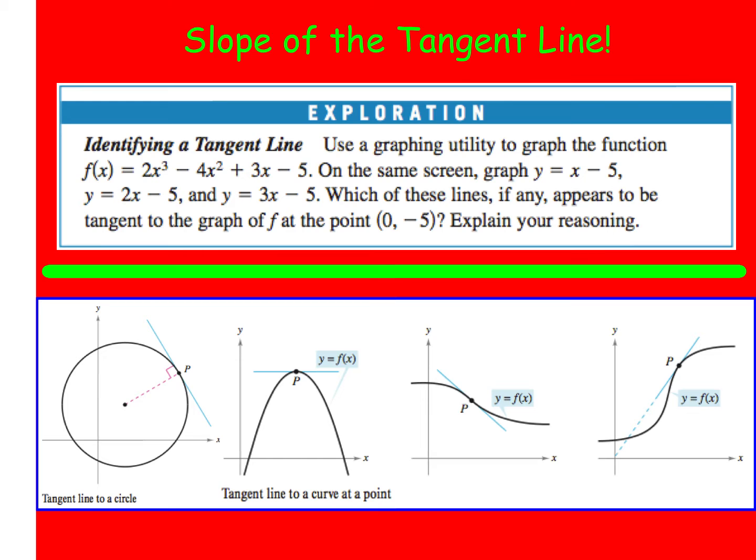But what makes it special? It's because it is flat, horizontal. All right, it's horizontal. So what kind of slope does the horizontal have? 0. Okay, so that one's actually going to be special.